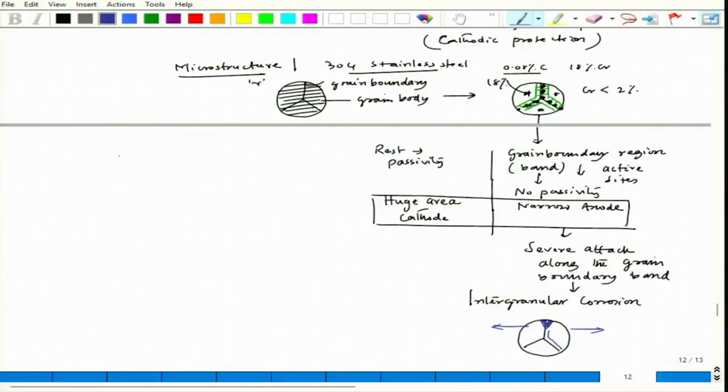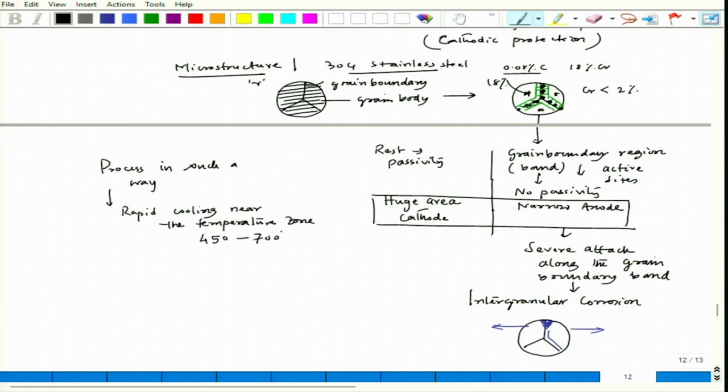Now how to prevent it? Now once we understand this, we should be able to have a kind of way out for this particular serious damage pattern. The best way to prevent is we process it in such a fashion, such a way that there is rapid cooling near the temperature zone around 450 to 700 degrees Celsius.